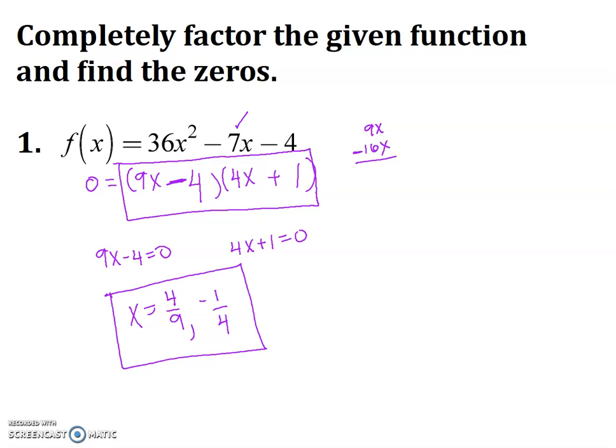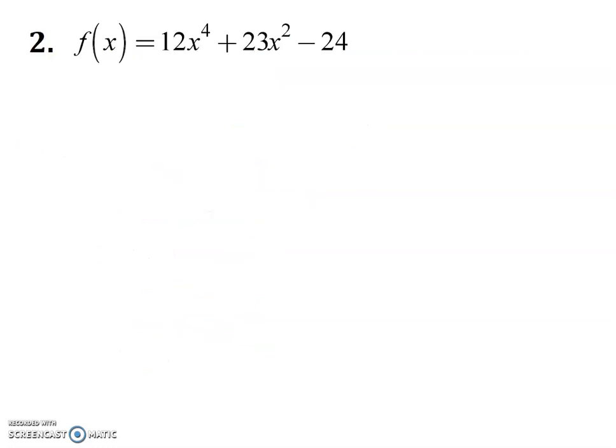Now let's go ahead and look at another trinomial example. So I have f of x equals 12x to the 4th plus 23x squared minus 24. Again, it's 3 terms. The highest degree is 4, the middle degree is half of it, 2, and the last term is a constant. So that means I can factor this one.